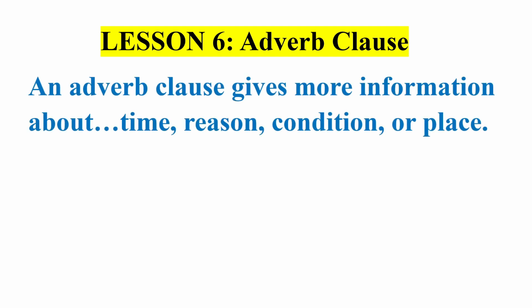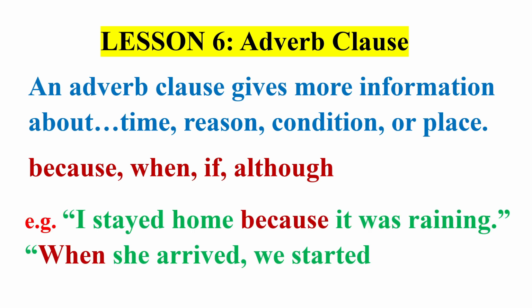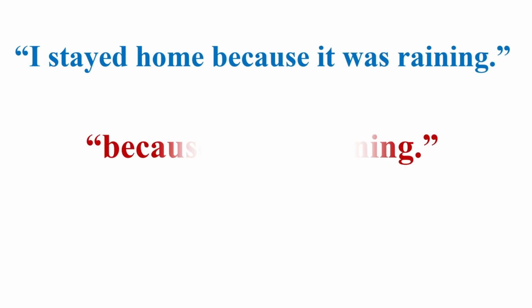Alright, finally, an adverb clause. An adverb clause gives more information about time, a reason, condition, or place. It often starts with words like because, when, if, or though. For example, I stayed home because it was raining. When she arrived, we started. In this sentence, I stayed home because it was raining, the adverb clause is because it was raining.